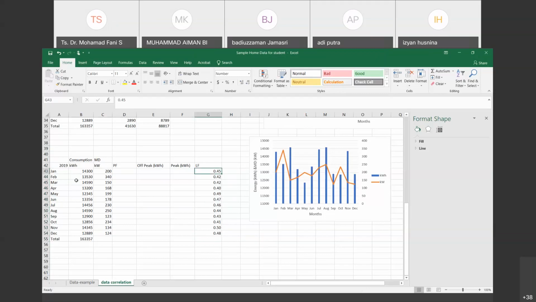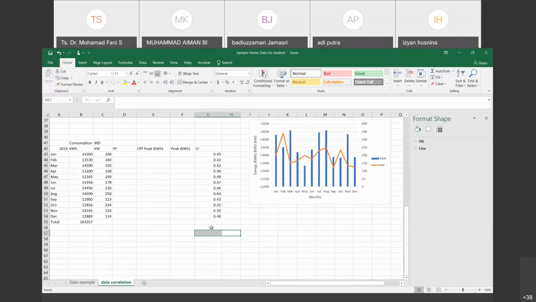So we can get the value for the load factor here. Load factor is the total electricity consumption divided by maximum demand multiplied by 24 hours and the number of days in that particular month. So we consider 30 days for every month. Easy to calculate. Okay, this one is the load factor.